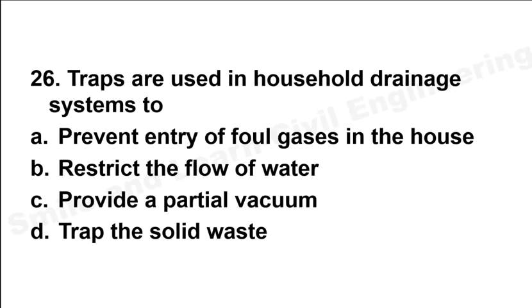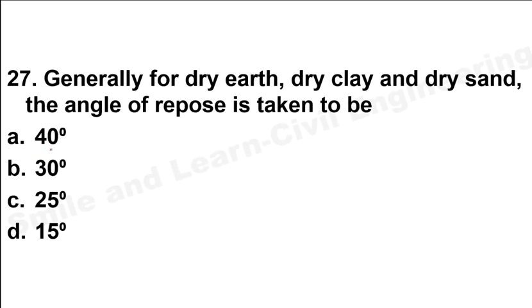Next question, traps used in household drainage systems. So we have seen various types of traps that are used in the plumbing systems. They are just given in order to prevent the entry of foul gases in the house.